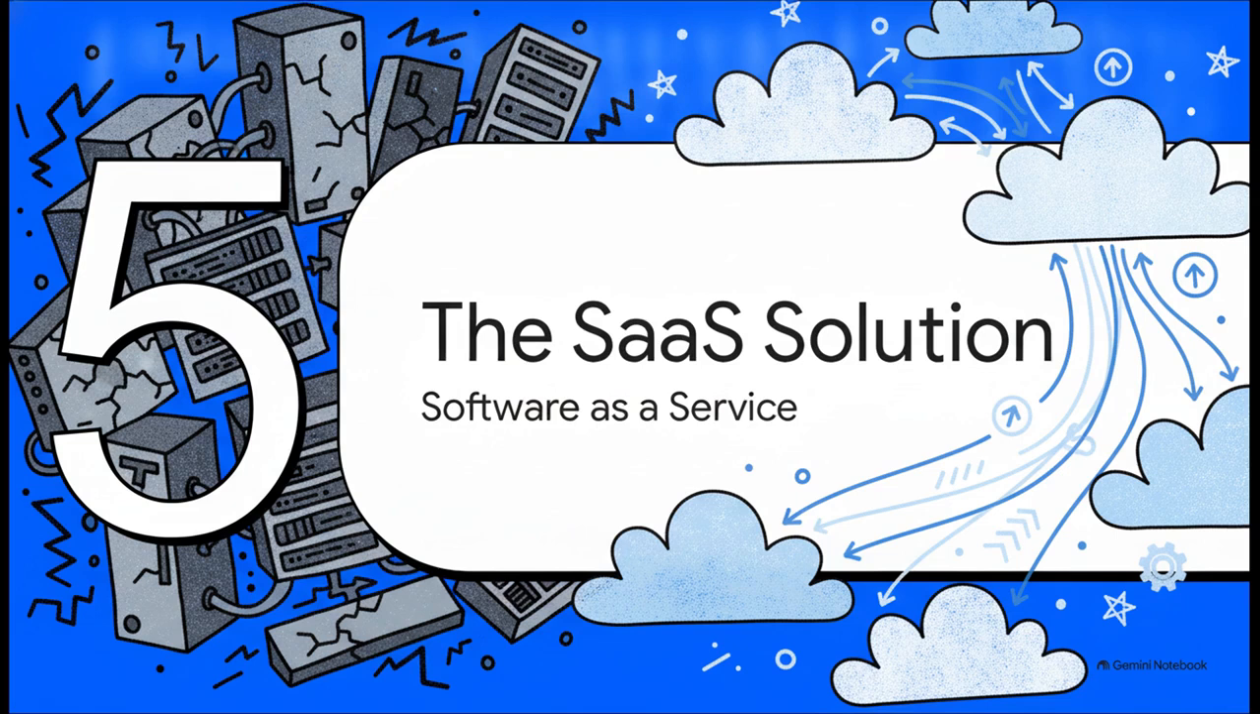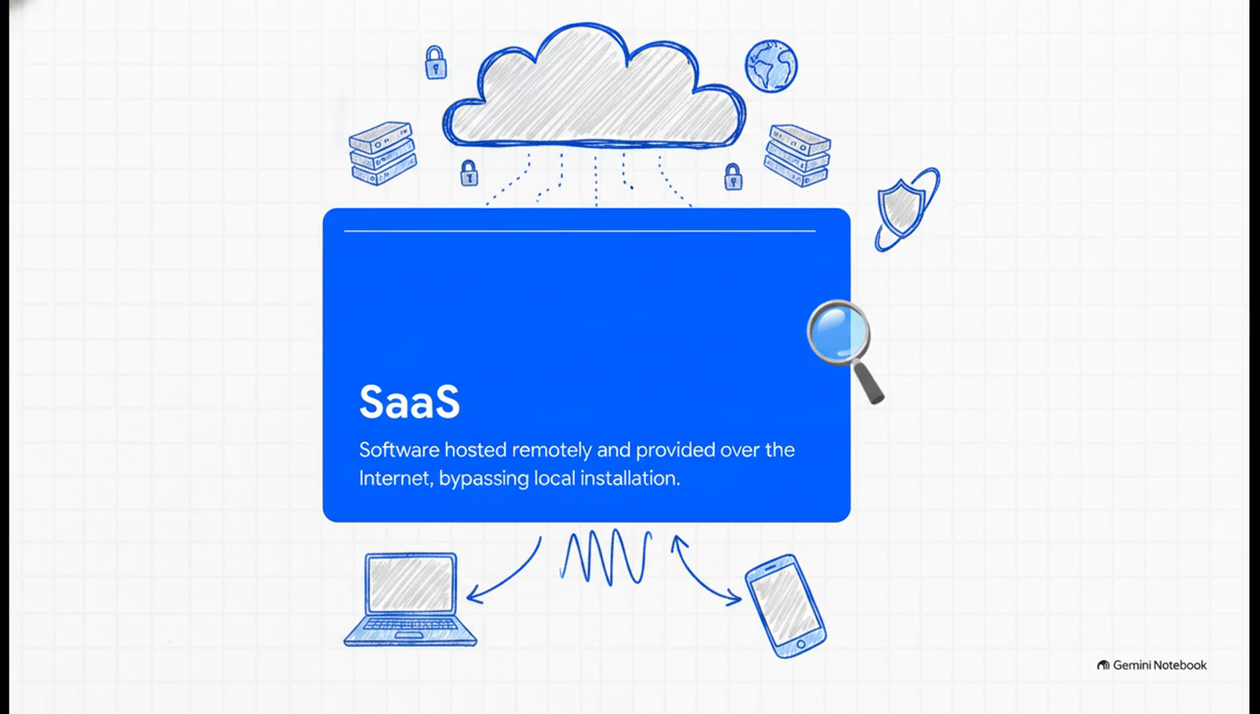So, how do we solve this legacy hardware nightmare and the persistent problem of customers simply skipping updates they don't want? Well, the answer lies in the cloud. Let's formally define SaaS, or software as a service. This is software hosted remotely and provided entirely over the internet. It solves the installation problem completely because, quite simply, customers don't install anything locally. The software lives securely on the provider's servers.